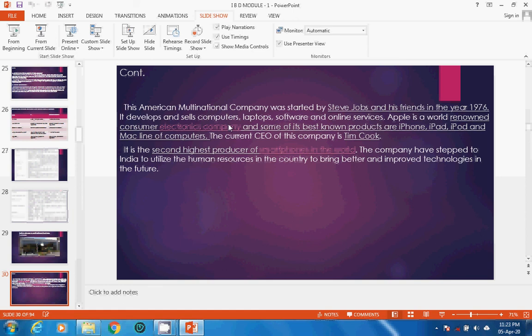It is the second highest producer of smartphones in the world. The company has stepped into India to utilize the human resources of the country to bring better and improved technologies in the future in our country.